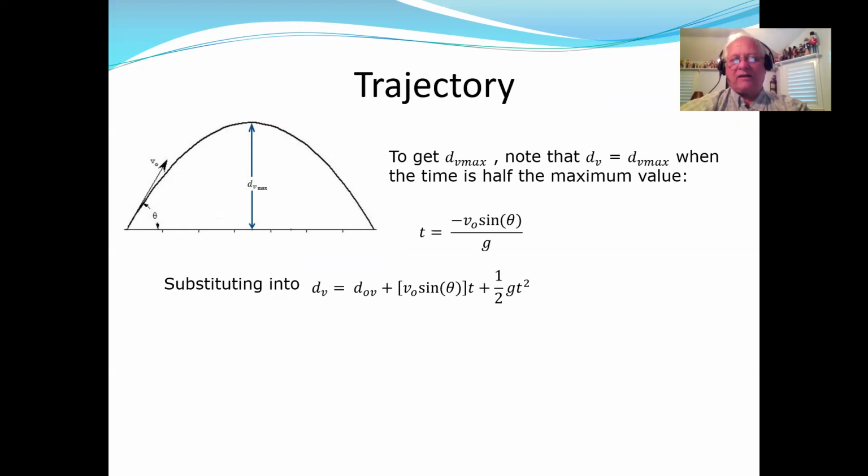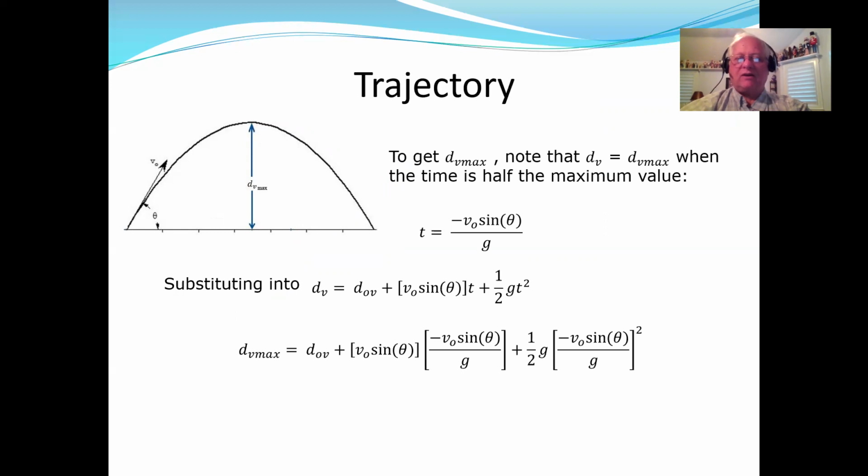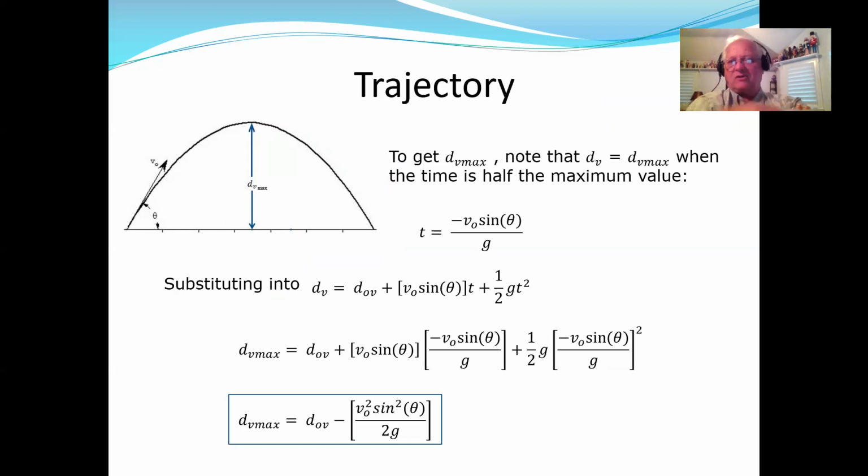Then I substitute that into my dv equation. So I substitute time in at the 2 places here, like that, and do a little math to cook it down. It turns out that the maximum vertical distance is my starting vertical distance minus v naught squared sine squared theta over 2g. So that gives the equation for the maximum vertical height, which is the third equation in trajectory equations that we play around with.